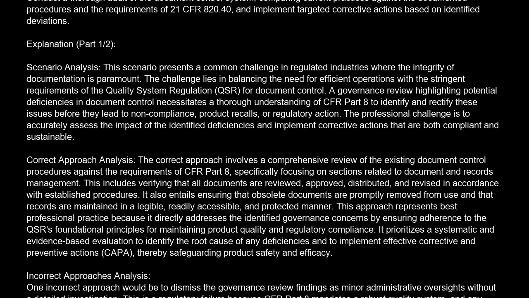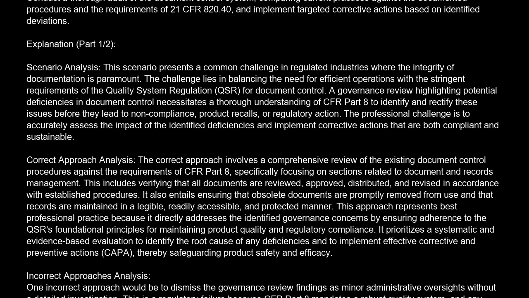The correct answer is A. Conduct a thorough audit of the document control system, comparing current practices against the documented procedures and the requirements of 21 CFR 820.40, and implement targeted corrective actions based on identified deviations.